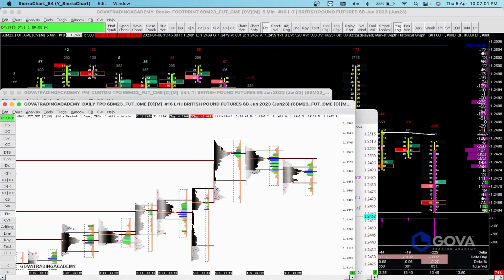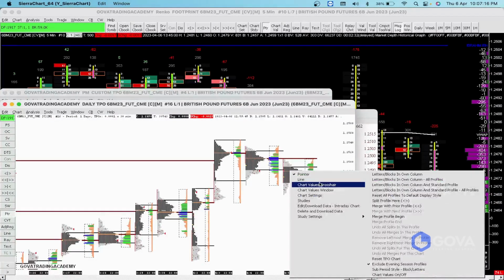And you can clearly see the high volume node that we are having in this area. Can you see the high volume nodes that we are having in the area? That is what we usually use to confirm our zones. So now let me open this profile.